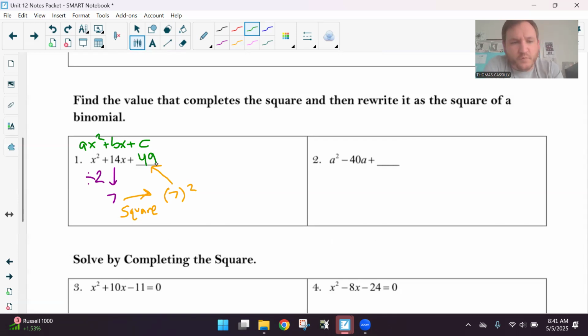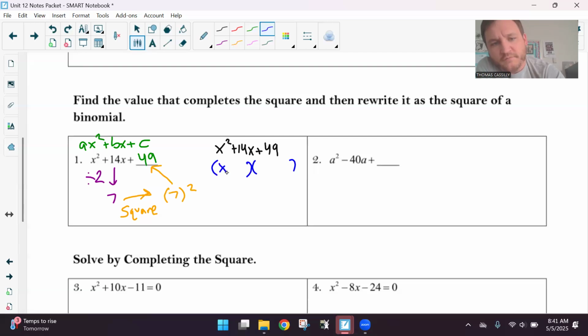Right? And now we have this new trinomial, x squared plus 14x plus 49. All right, that is a trinomial that we can factor. If you look at this, what times what makes 49 that also adds up to 14? Well, it's plus 7 in both of these spots. Now we have x plus 7 times x plus 7.